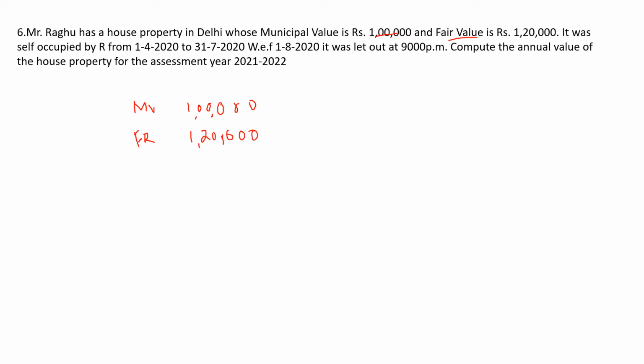It was self-occupied by Raghu from 1/4/2020 to 31/7/2020. So with effect from 1/8/2020, it was let out. For the let out part, we will have to find the net annual value. As we know, for self-occupied, the NAV will always be what? Nil. Yes, it will be nil. So no need to find out for the self-occupied part. We will be finding it with effect from 1/8/2020. On this month only it is being let out.